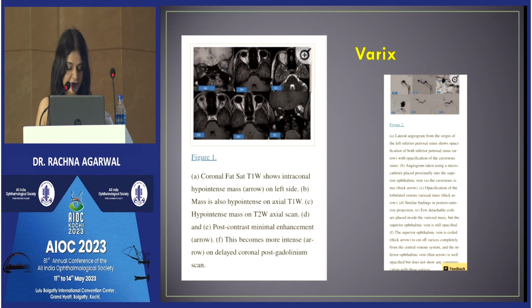MRI showed an intraconal hypointense mass on the left side. DSA showed opacification of both inferior petrosal sinuses with opacification of the cavernous sinus. A few detachable coils were placed in the varicose mass. SOV was coiled to cut off the varices from the central nervous system.